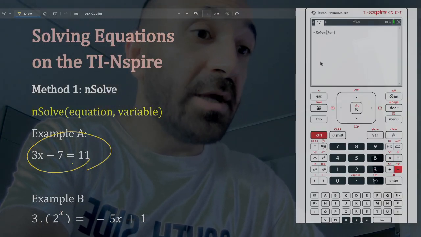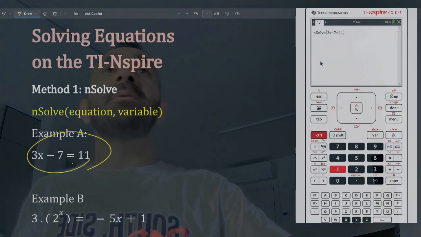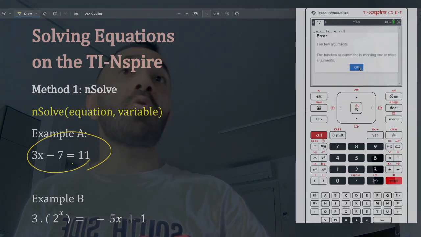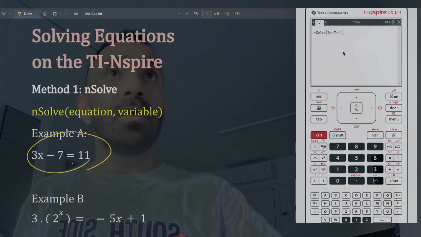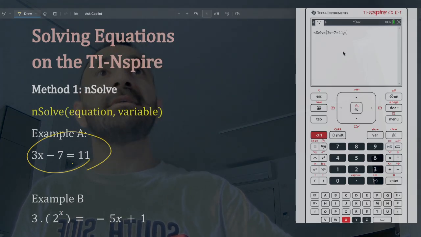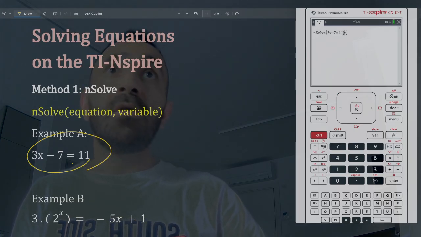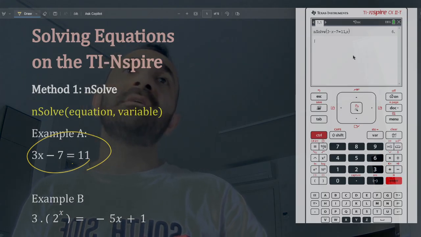So 3x minus 7 equals 11. Remember, what happens if I press enter? It's going to give me an error. Why an error? Because the calculator is asking you for which variable you're solving this equation. So I want to go for comma x. I'm telling my calculator, please solve this equation for x. My variable is x. Solve it for x. Press enter. The answer is 6.